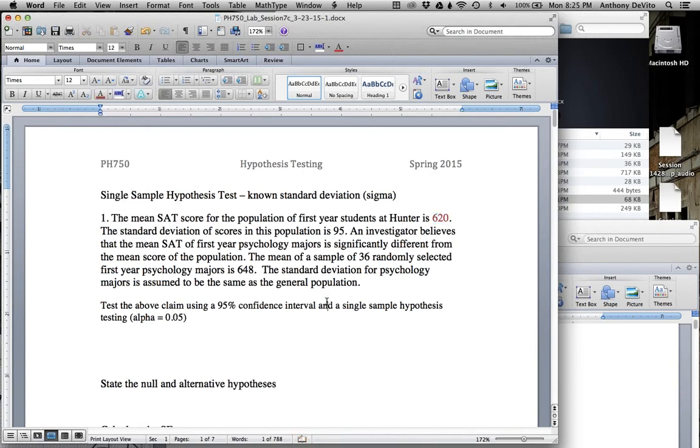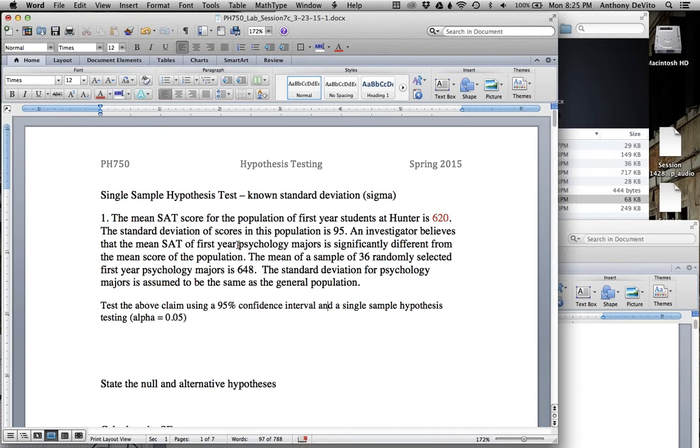I'm going to make that red. It is 620. That's a fixed number. That's the population average, right? We know the population average. What he's speculating at is, they didn't separate in the database the SAT scores by major, right?